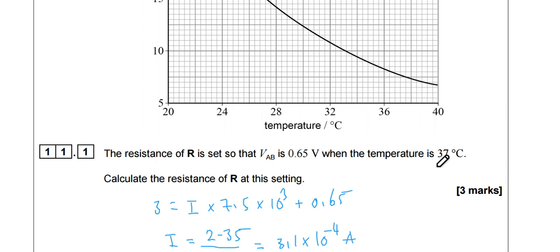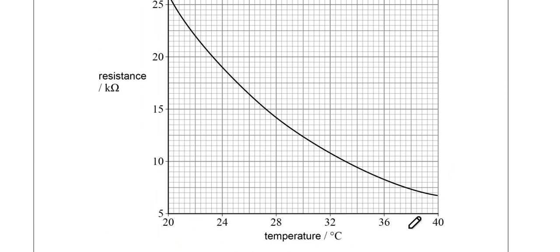Firstly, we should find the thermistor resistance at 37 degrees Celsius. So we'll go to the graph. We have here 36 to 40, which means 4 over 10, 0.4 for every small square. And 0.4 means that for 37 we have two small squares and a half, and we go up to find this above.